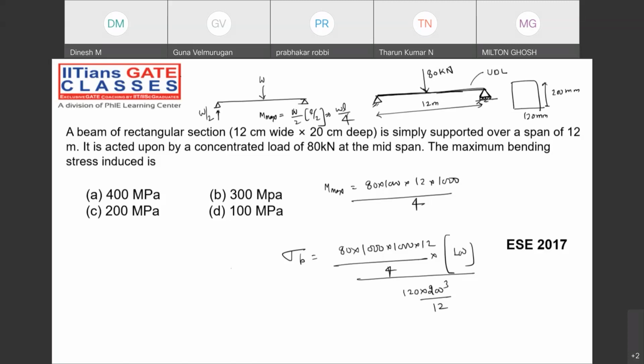It's 300 megapascal, right? 300 megapascal will be the answer. In the same problem, I will be asking you one more question. Try to answer me very carefully. Question number 2. In this same problem, data is same. Instead of bending stress, I'm asking you maximum shear stress.